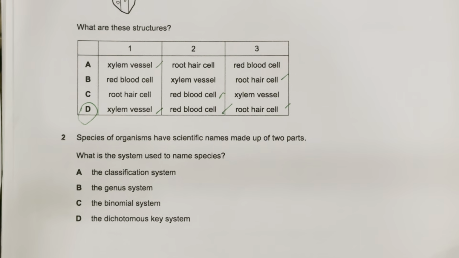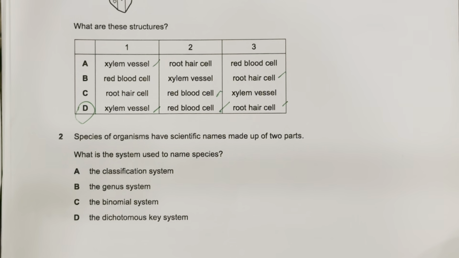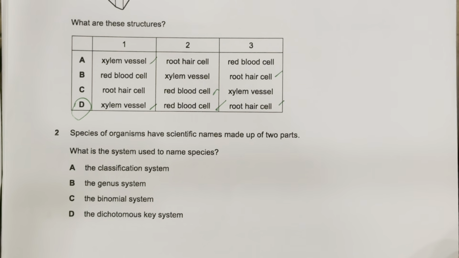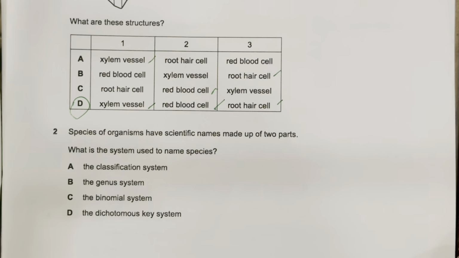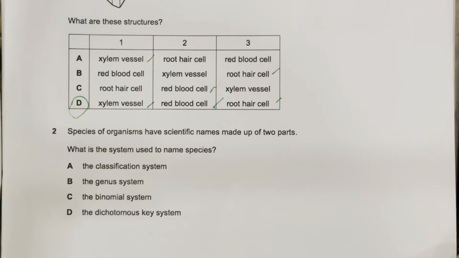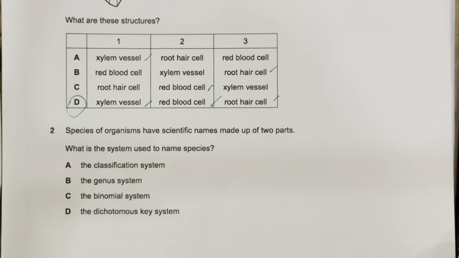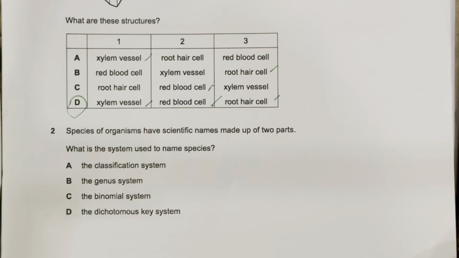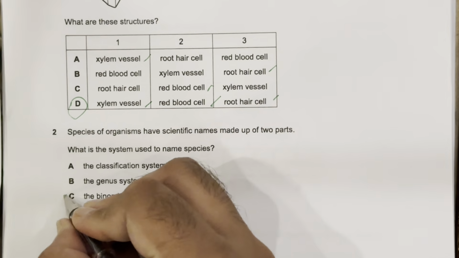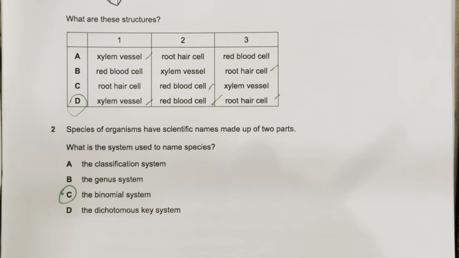Question number 2: a species of organism has a scientific name made up of 2 parts. These 2 parts are known as genus and species, and the system is known as binomial nomenclature. What is the system used to name the species? A the classification system, B the genus system, the binomial system. Yes, the answer is the binomial system, like Homo sapiens. Homo is for genus and sapiens for species. Moving to question number 3.